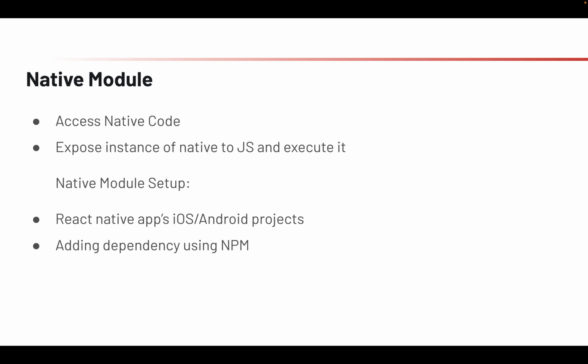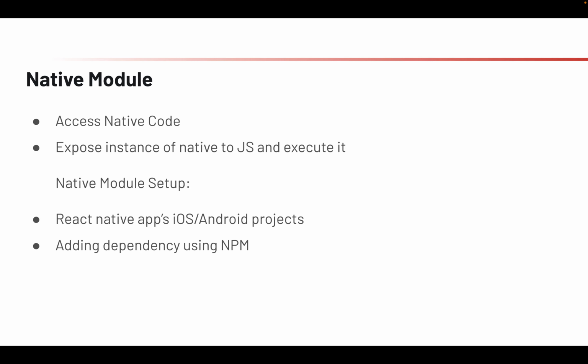So let's move to the native module. What is a native module? Basically it is used to access the native code. What it does is expose the instance of native to JavaScript, and then it executes in React Native.